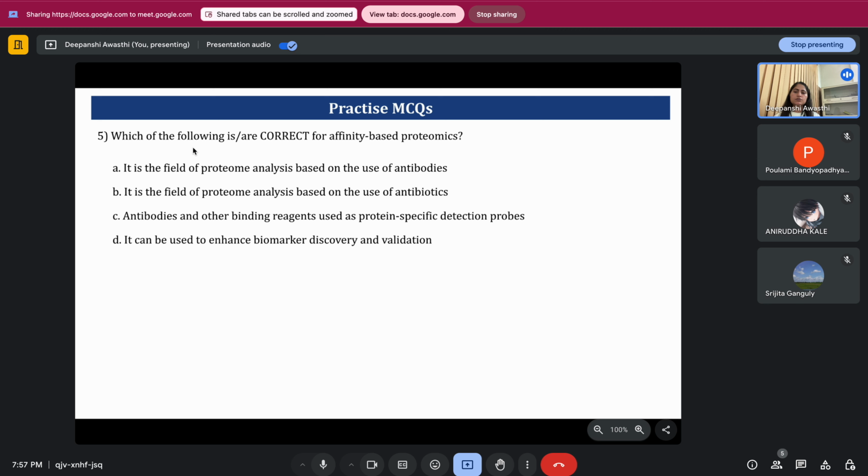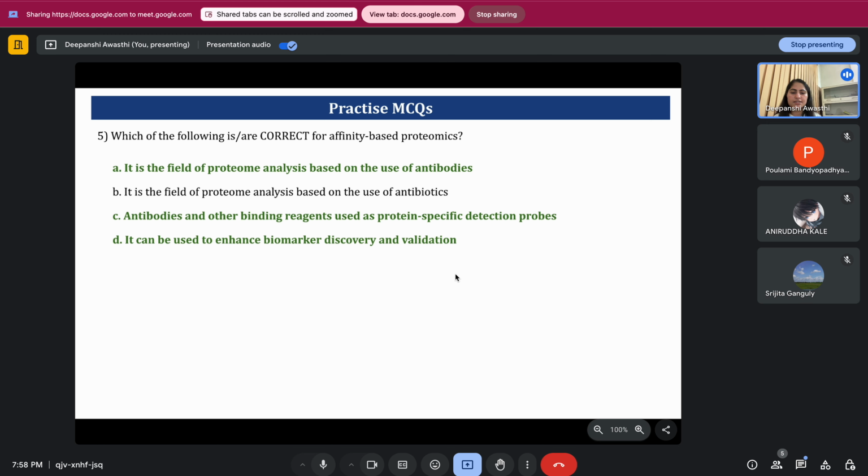Now the next question is, which of the following is or are correct for affinity-based proteomics? Option A, it is the field of proteome analysis based on the use of antibodies. Option B, it is the field of proteome analysis based on the use of antibiotics. Option C, antibodies and other binding reagents used as protein-specific detection probes. And option D, it can be used to enhance biomarker discovery and validation. In this case, more than one option can be correct, and you have to tell which among them is correct for affinity-based proteomics. Okay, CD and ACD. Okay, now let's see.